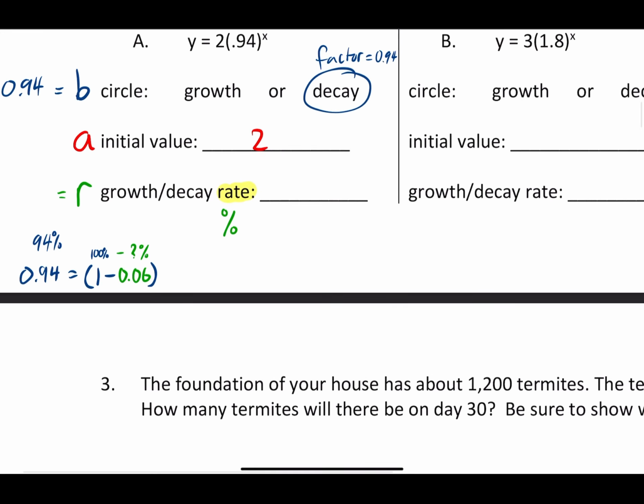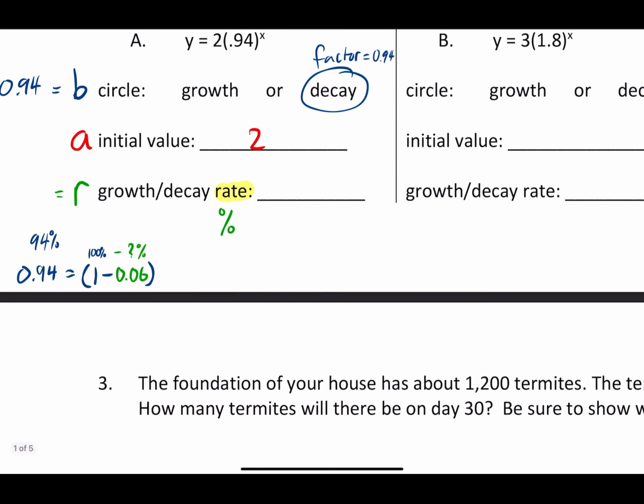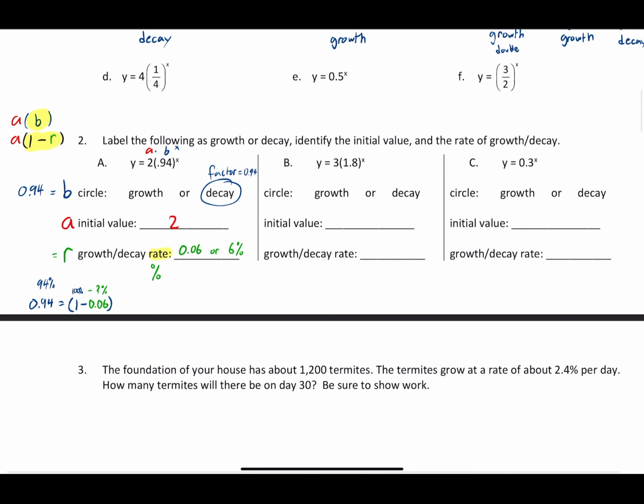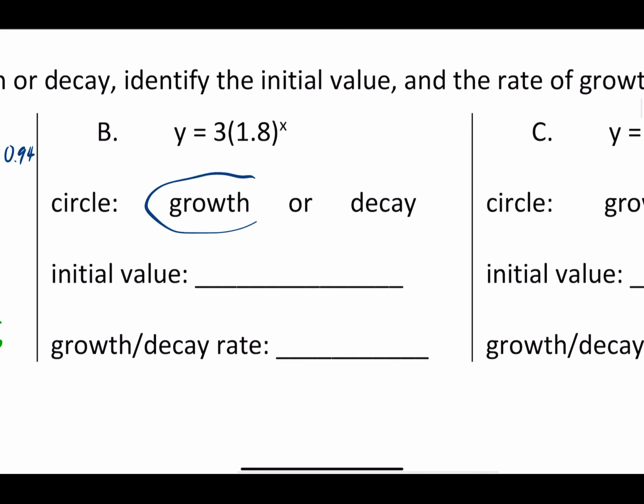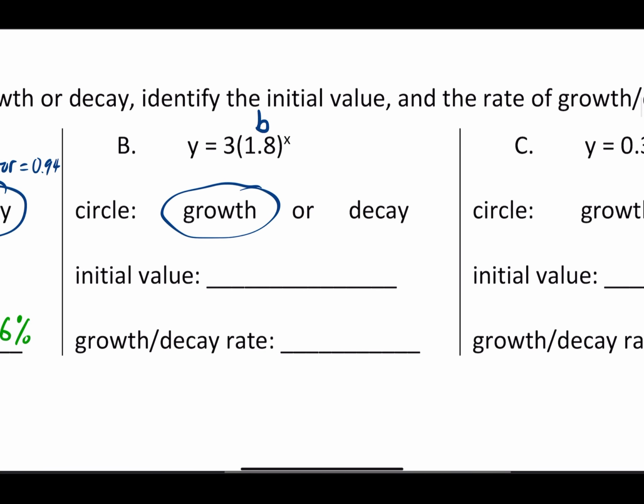So we're going to write this decay rate as we have decayed by 0.06, or you could call it its percentage, 6%. Depending on the question or the test multiple choice answers, they might want one or the other, so it's good to be able to go back and forth. So let's do that one more time with a growth. C is decay because B is 0.3. B is growth because it's 1.8. So let's say the growth factor comes from B, 1.8. The initial value, A, is 3.